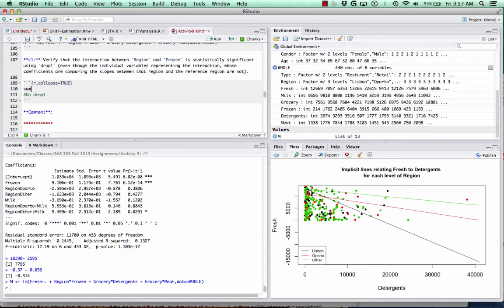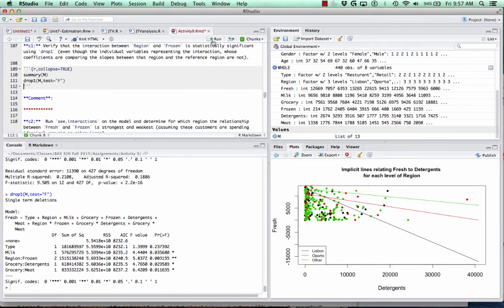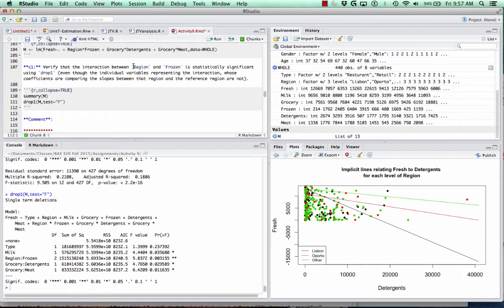So we have to look at the results of drop 1 because the p-values of the indicator variables themselves will just be comparing the Lisbon customers to the customers living in the region indicated by the indicator variable. So let's do drop 1 test equals F. To determine whether or not that interaction between frozen and region is statistically significant, we find that interaction. We look at the p-value of the effect test, and we see that, yes, it is statistically significant. The p-value is less than 5%. It is, since the p-value of the effect test is 0.003155.